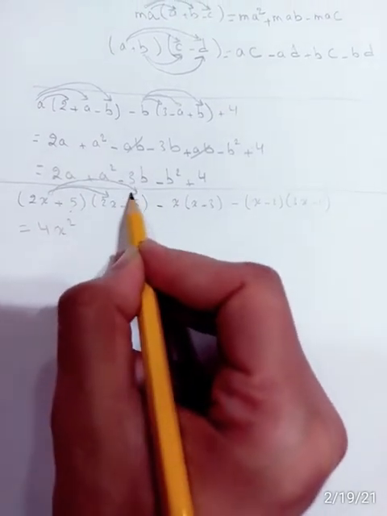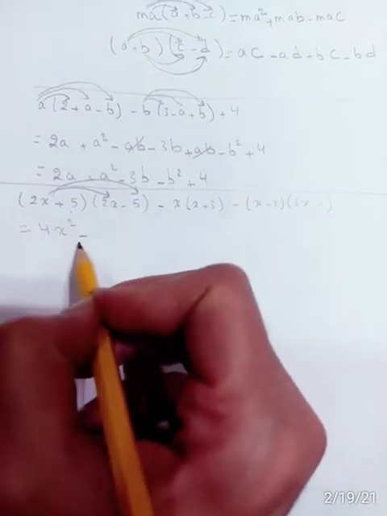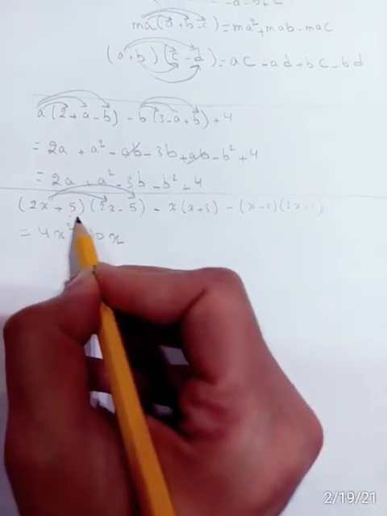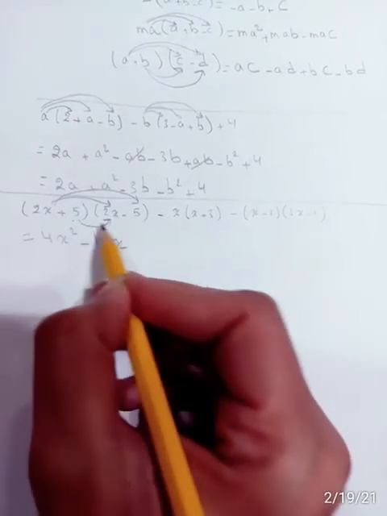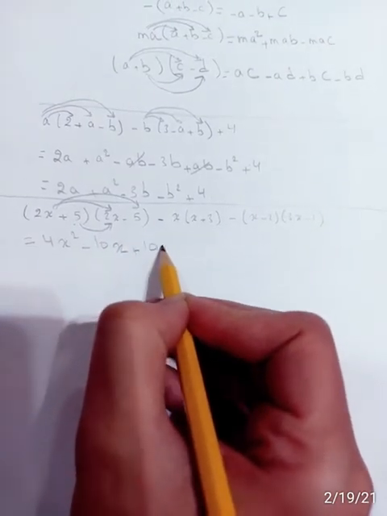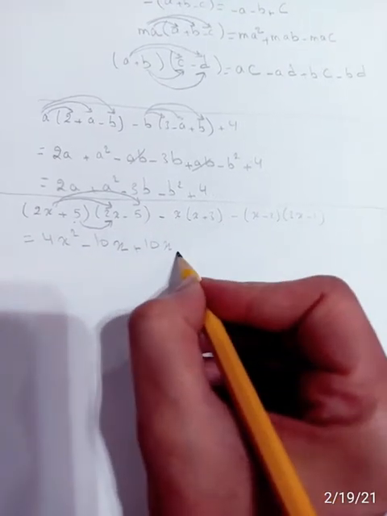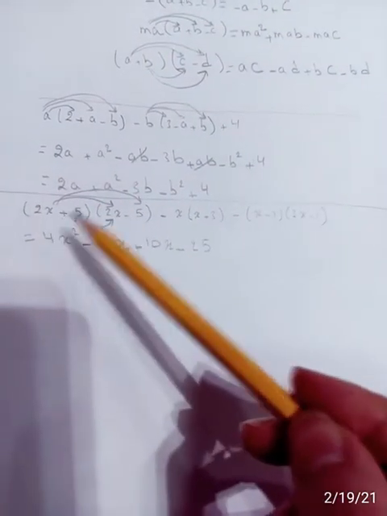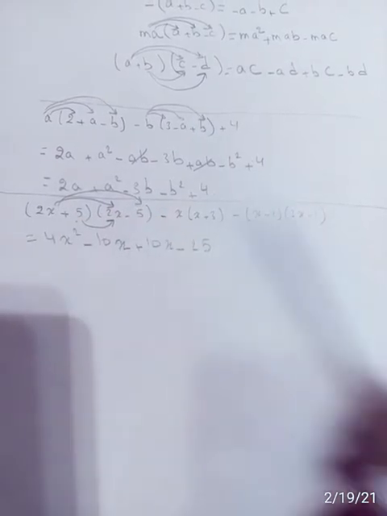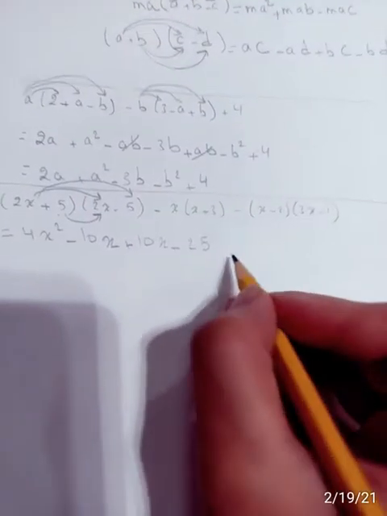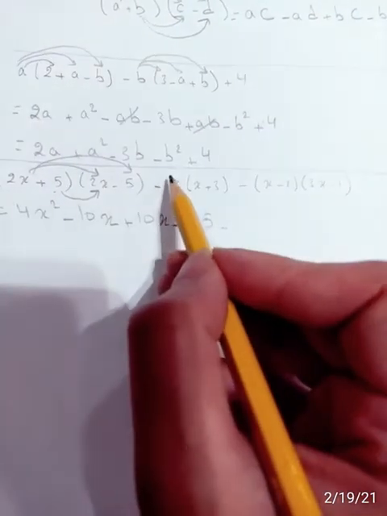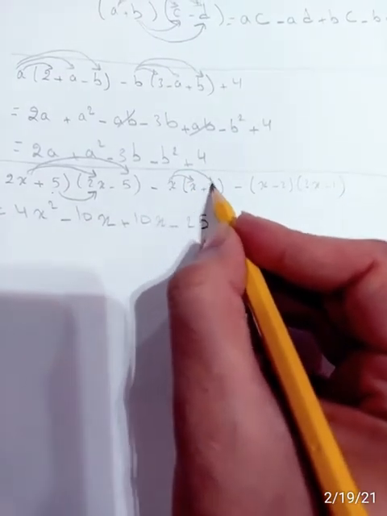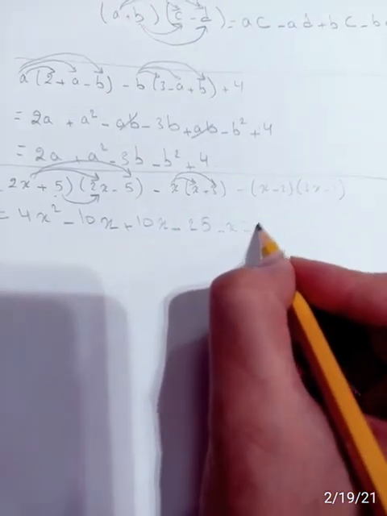Now 2x into minus 5, minus. So I have only one minus. 2 times 5, it's 10, and x. Now 5 into 2x. 5 into 2, it's 10, and x. 5 into minus 5, I have minus 25. Next year we will know that this remarkable identity gives us the first squared minus the second term squared. Anyway, I'll complete. Minus x into x, x squared. Minus x into 3, minus 3x.